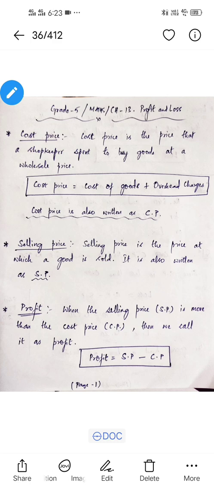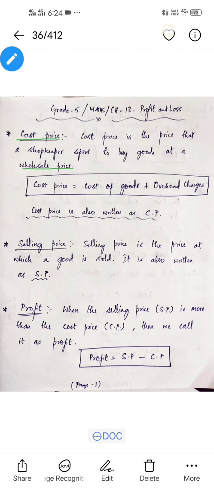Alright, so before we learn about profit and loss, we should try to understand what is cost price and selling price. So if you look at the first point here, cost price. Cost price is the price that a shopkeeper spent to buy goods at a wholesale price. So we know that shopkeepers sell us things at a price and he makes a profit out of it.